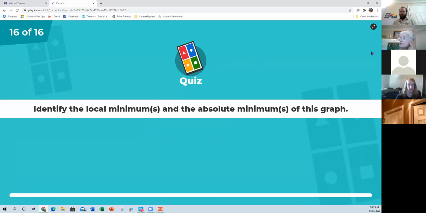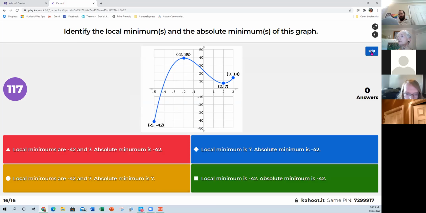Identify the local minimums and the absolute minimums of this graph.